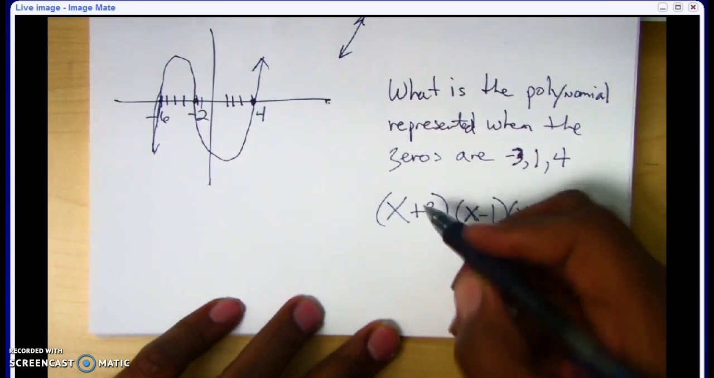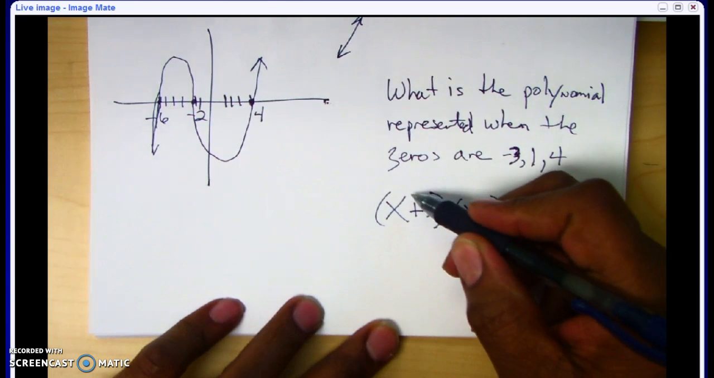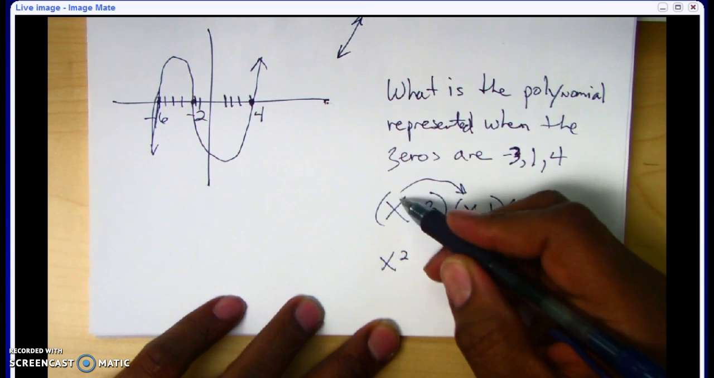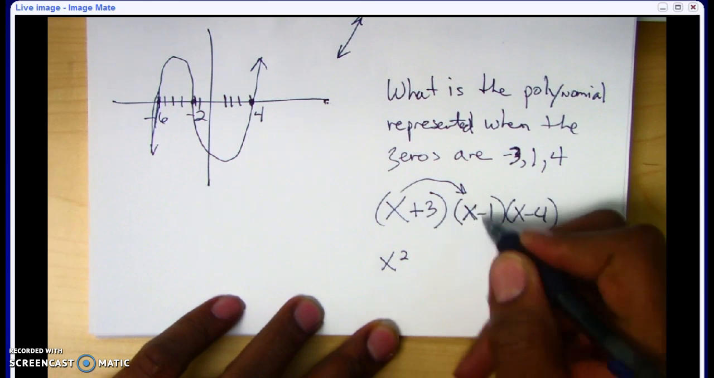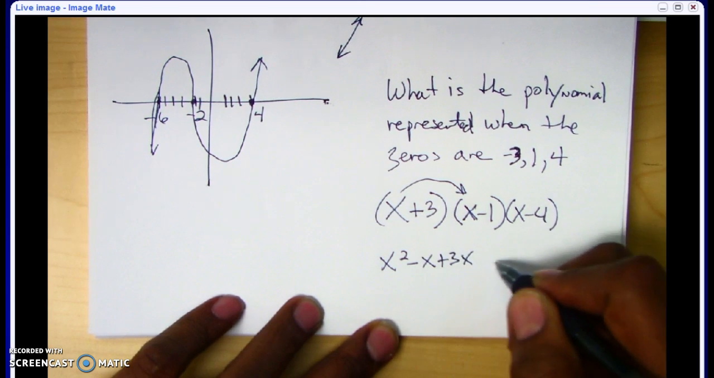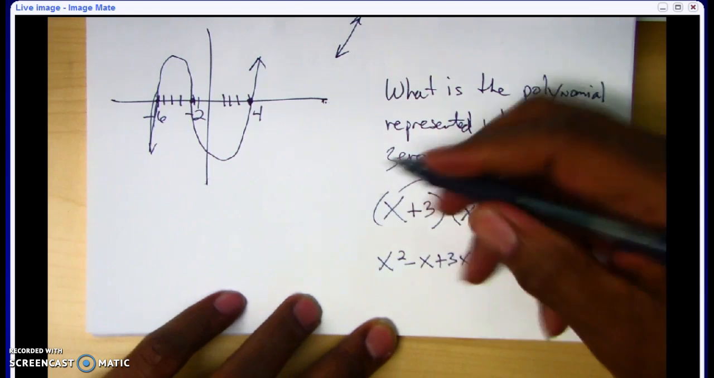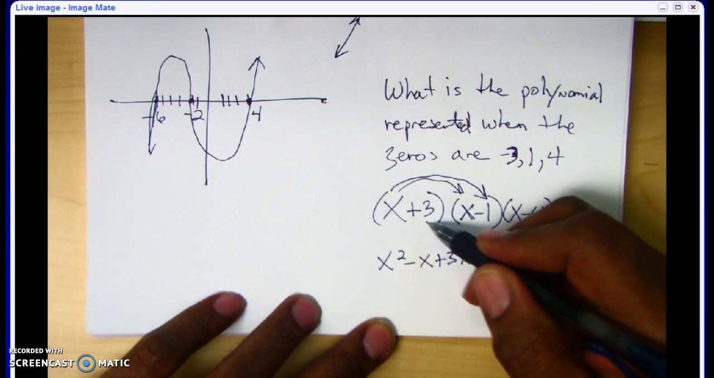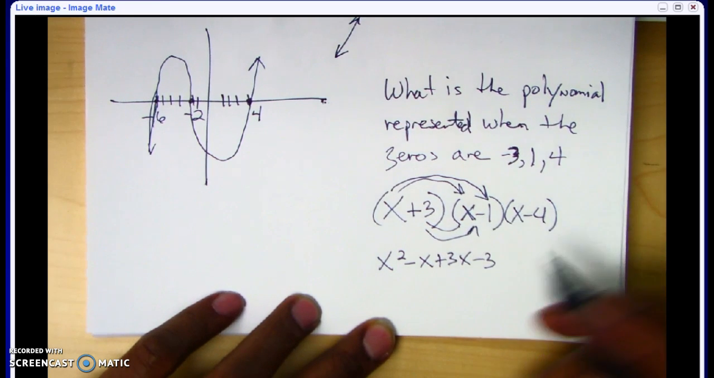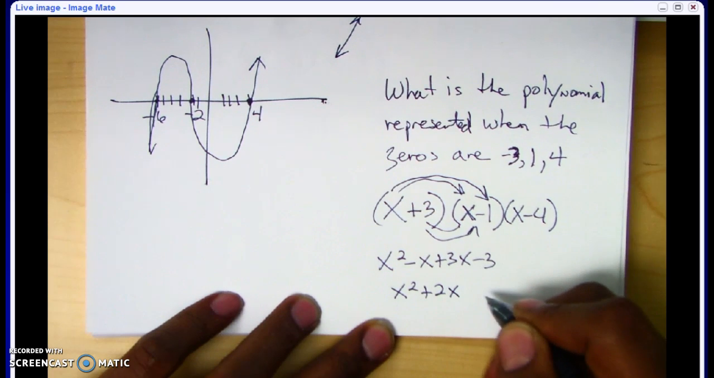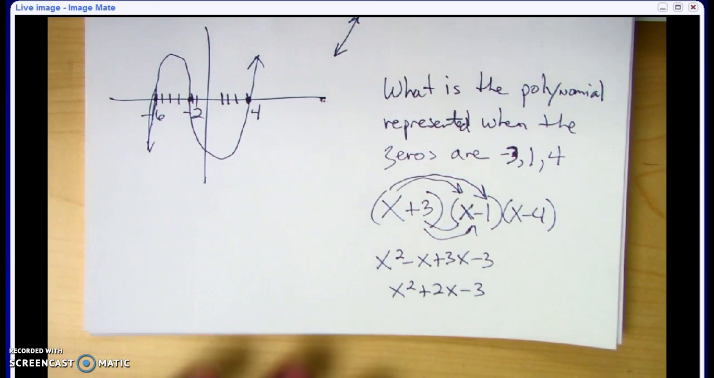So I'll go ahead and set this up right quick, but I won't work it all the way out. See, x times x would be x squared. X times negative 1 would be subtract x. Then plus 3x subtract 3. Make sure that's right. X squared subtract x plus 3x subtract 3. All right, then you'd get what? X squared plus 2x subtract 3.